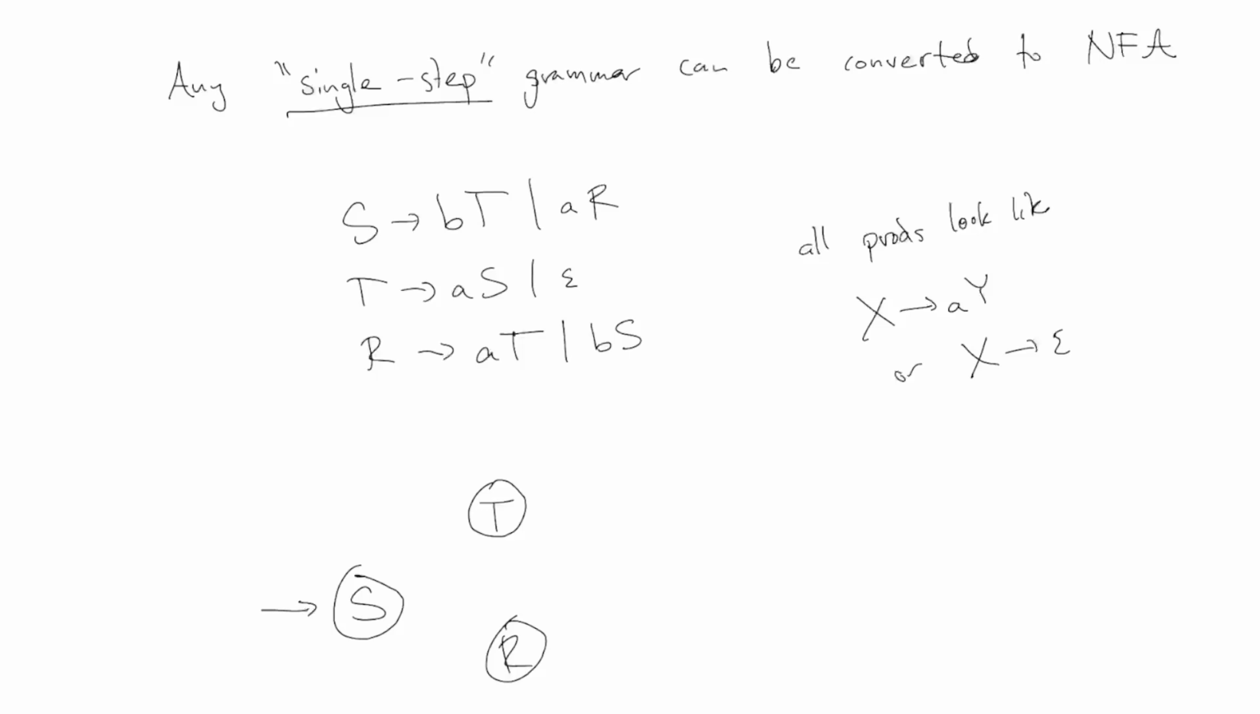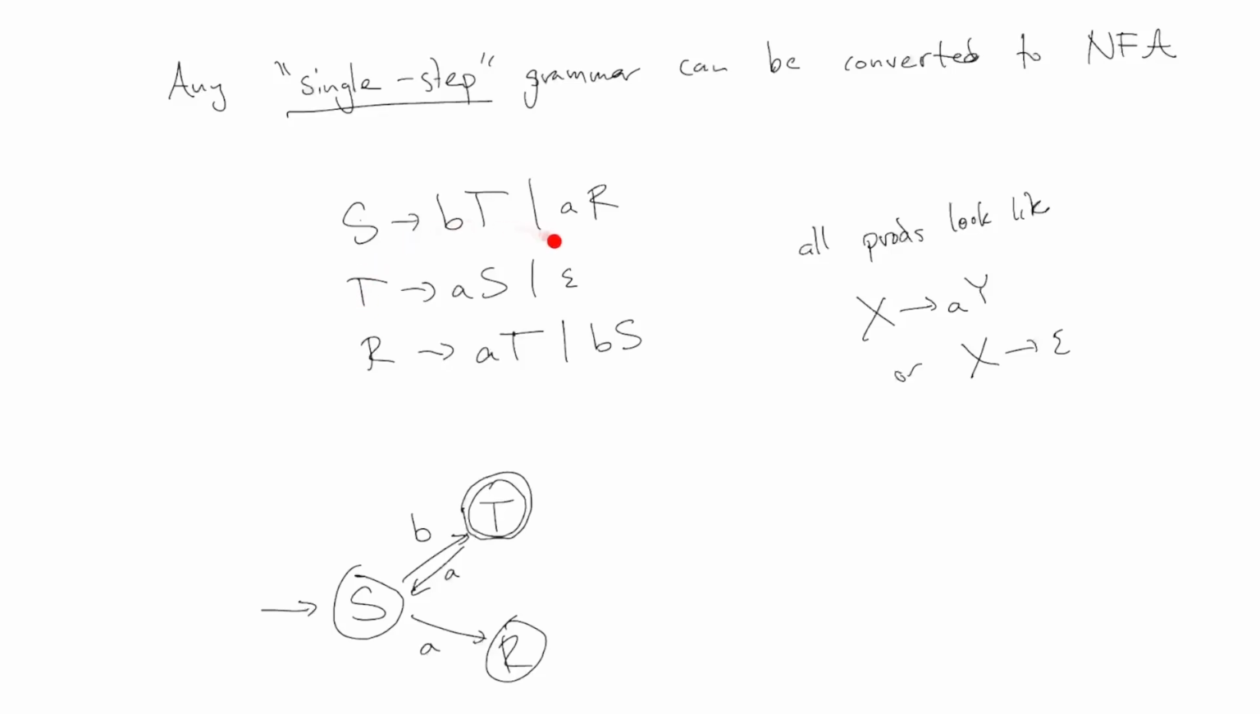So S goes to BT just becomes this arrow, S to T with a B. It also says S goes to AR, so that's this arrow, S going to R with an A. It says T goes to AS, that's an arrow back this way with an A. It also says T goes to epsilon. Anyone recall from last time, how do you translate that into the diagram? T goes to epsilon. Yeah? Accepting state. Yeah, that means that T is an accepting state, right?